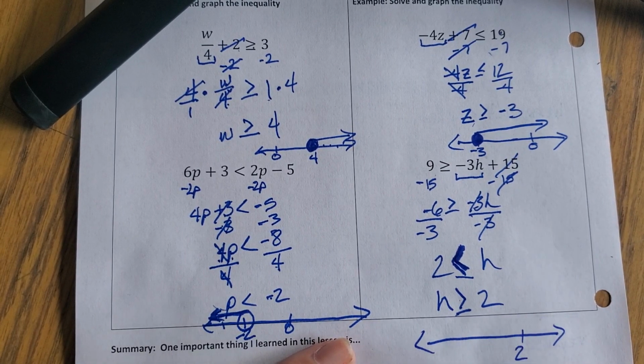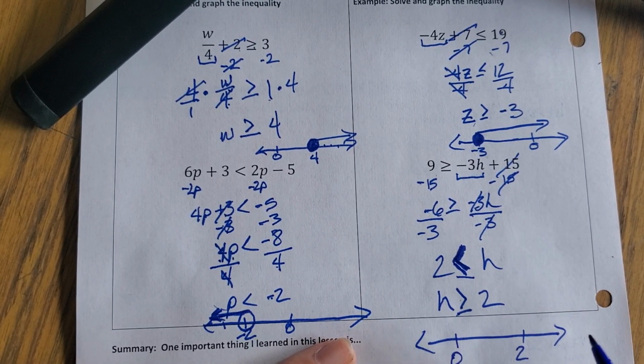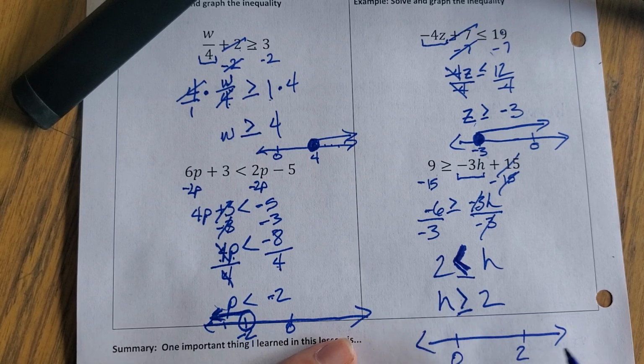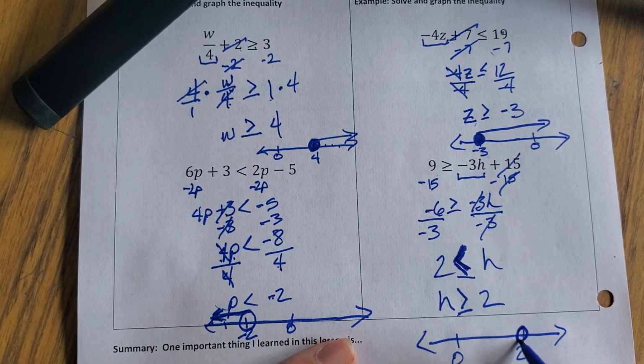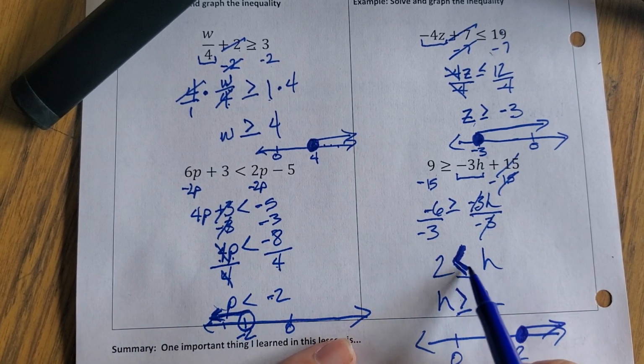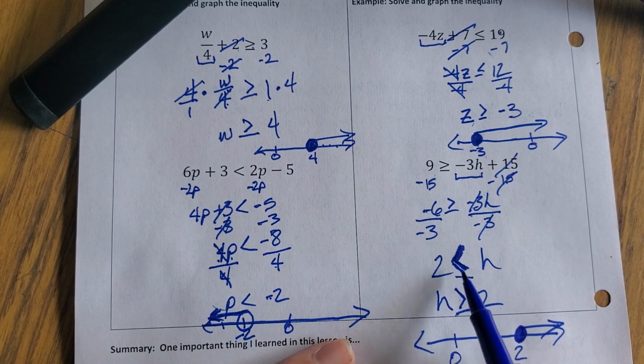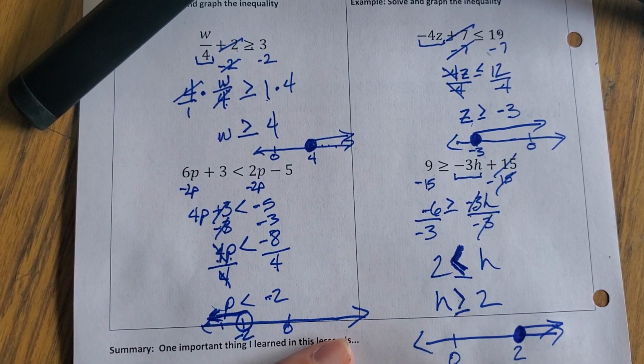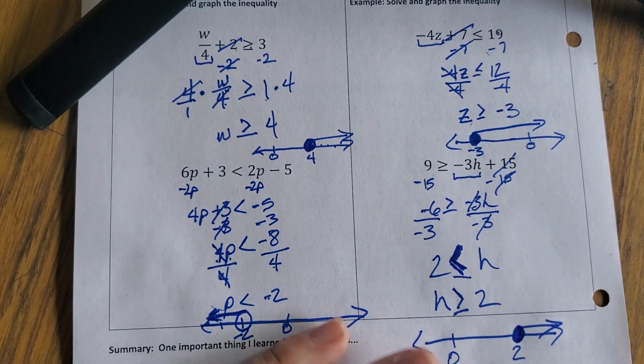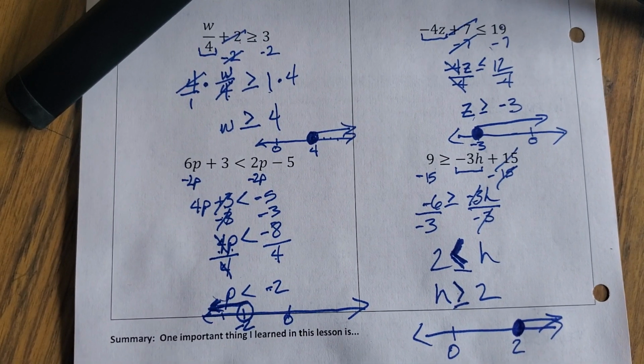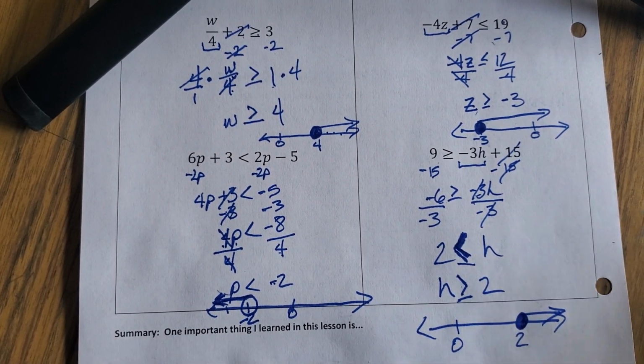I've got a 2 here. I've got a 0 here. I have greater than or equal to, which means I fill it in. And it points to the right. So that's the way it shades. Or I can go up here and say, hey, is 3 greater than or equal to 2? Yes, it is. And that is how you graph or find solutions for inequalities in one variable.